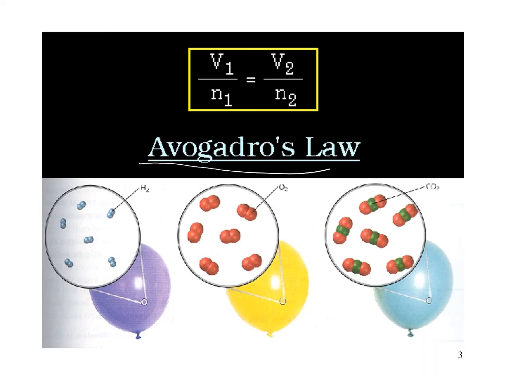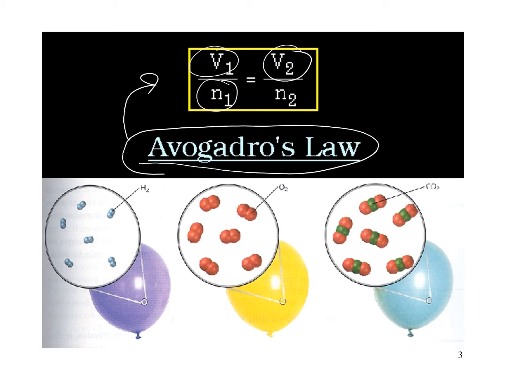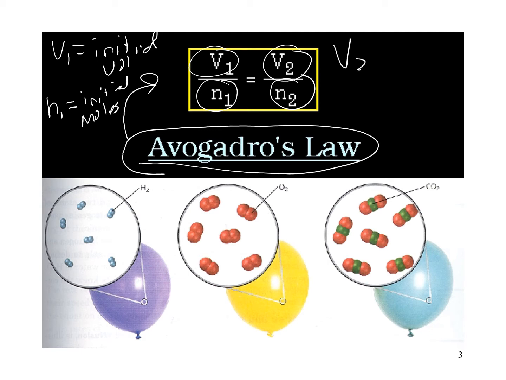is equal to a mole. The formula for Avogadro's law is V1 over N1 is equal to V2 over N2. So V1 is my initial volume, N1 is my initial number of moles, and V2 is the final volume, and N2 is my final number of moles.